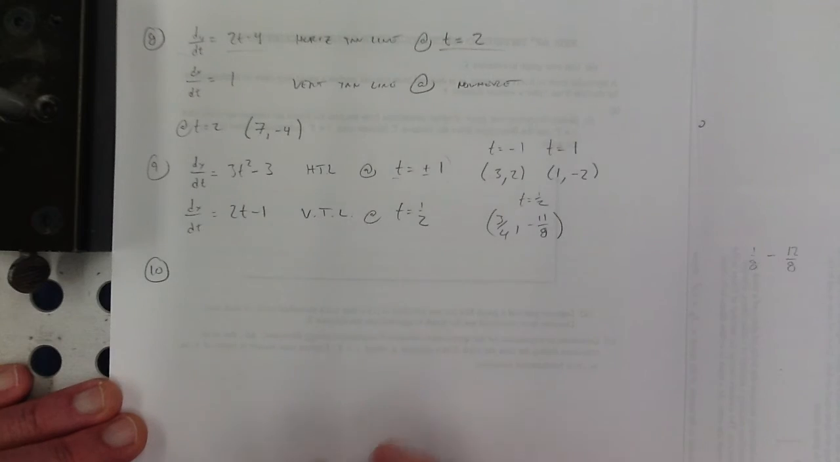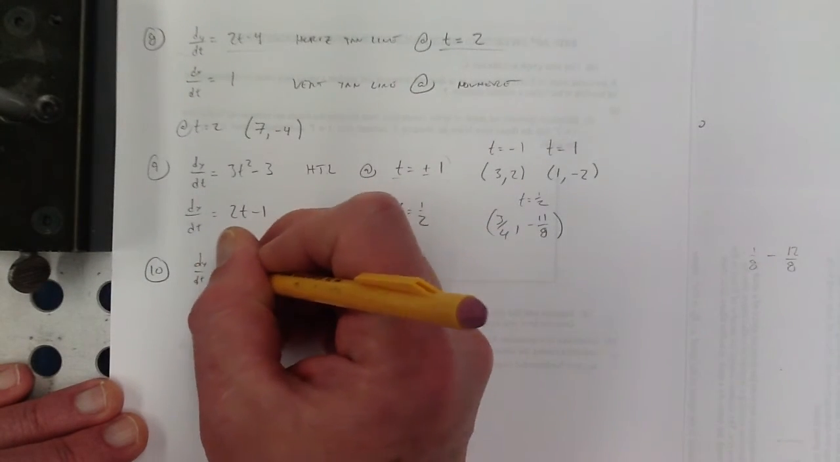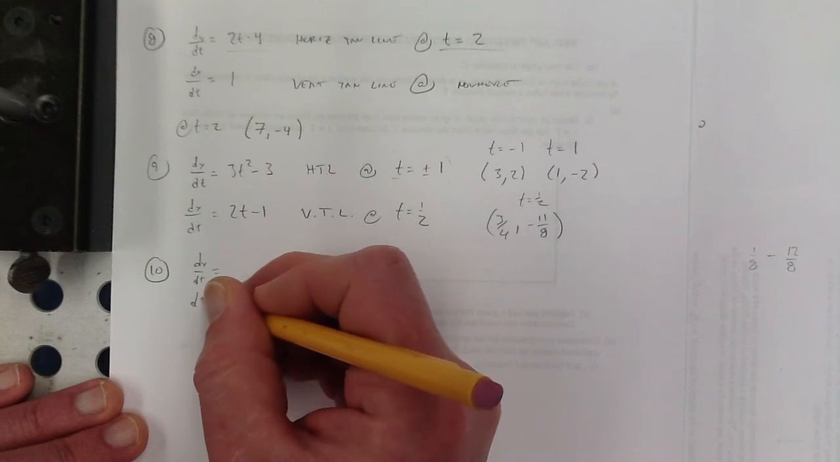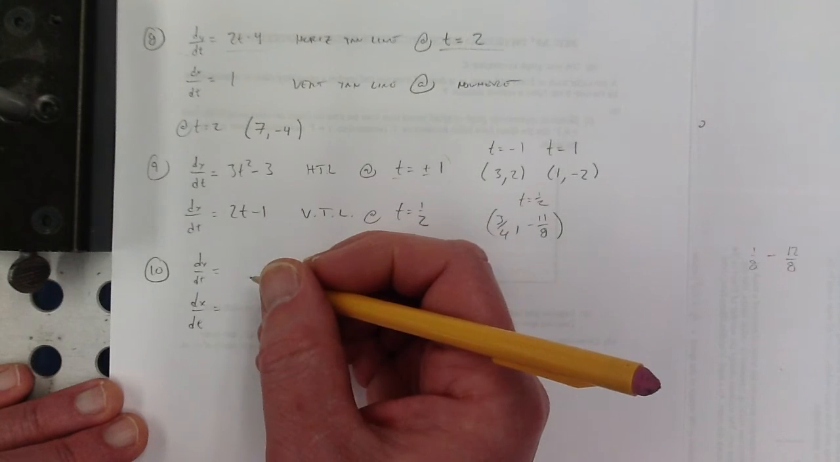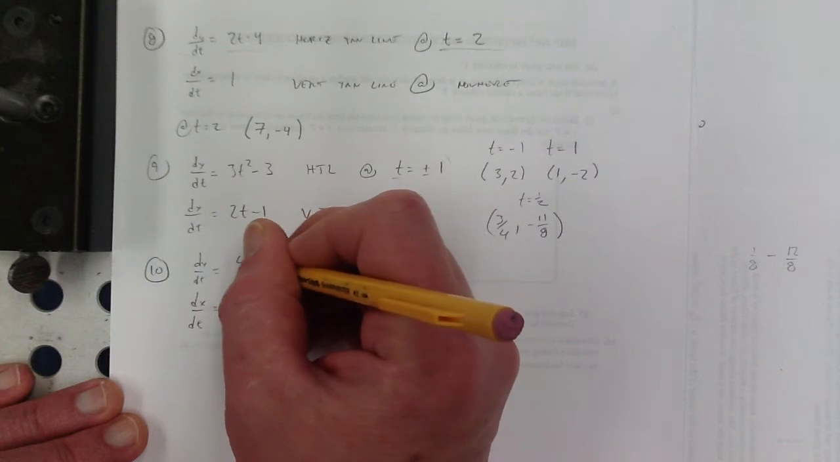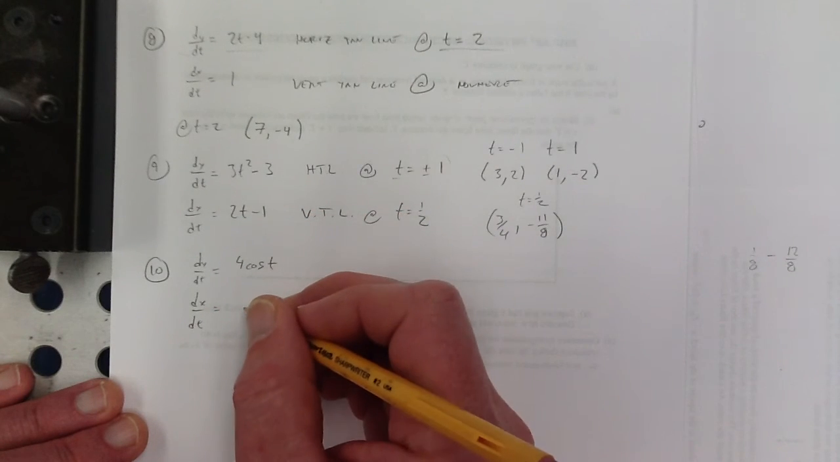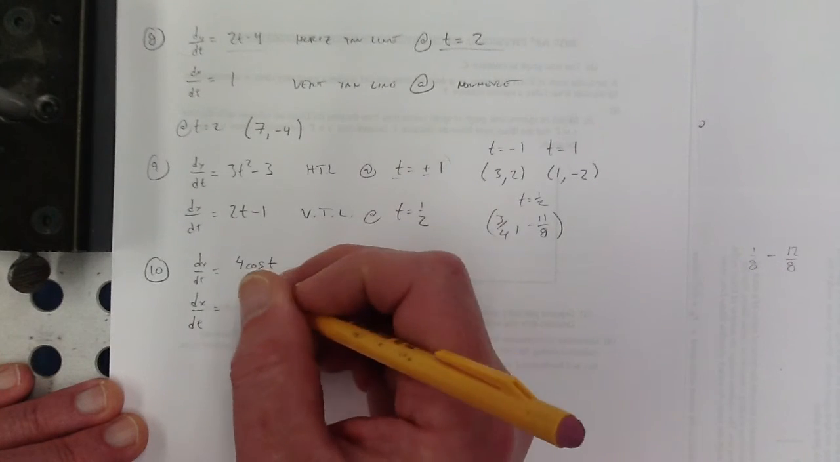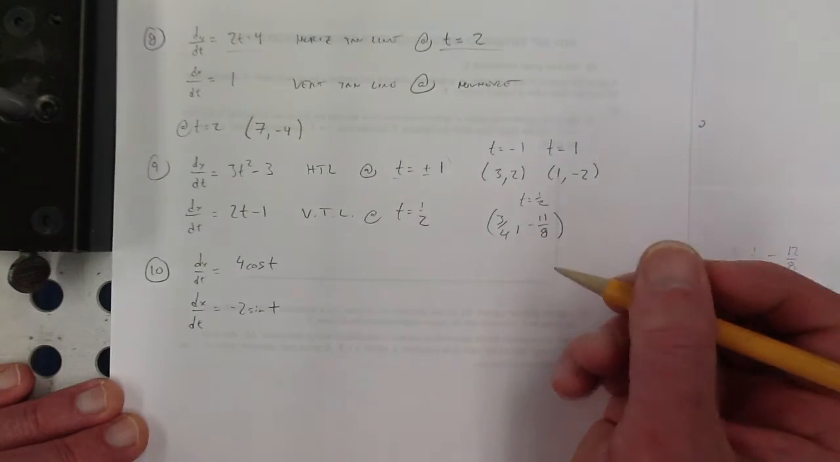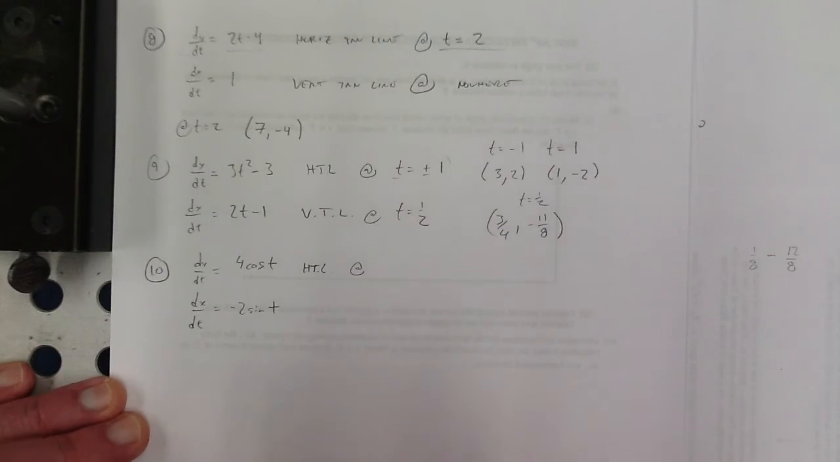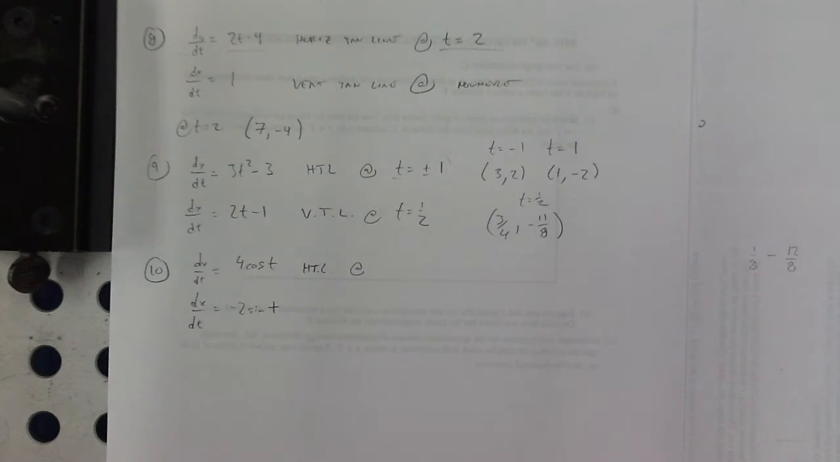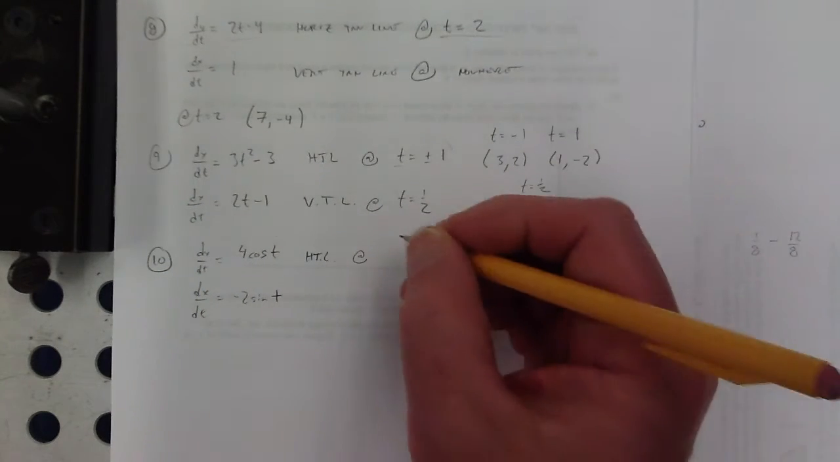And number 10, same game again, looking for the HTLs and the VTLs, horizontal and vertical tangent lines. dy/dt is going to be 4 cosine t, and dx/dt is going to be -2 sine t. Horizontal tangent line, when the top, dy/dt, is equal to 0. We're going from 0 to 2 pi, including 0, but not including 2 pi. So where's the cosine function equal to 0? It's equal to 0 at pi over 2 and 3 pi over 2.